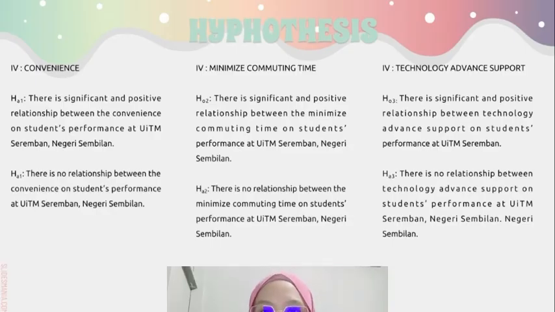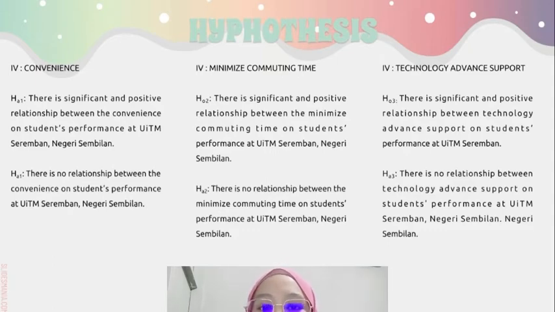This is the hypothesis. There are 3 of them. Firstly, convenience. Lundin in 2014 stated that online learning is studying online using various electronic media, and it can bring benefits such as students can access materials, education in general, at any times and places. This means that online learning positively affects student lives by being convenient to access study materials and information. It can be seen that this is proof that there is a significant and positive relationship between convenience and students' performance at UiTM Seremban.